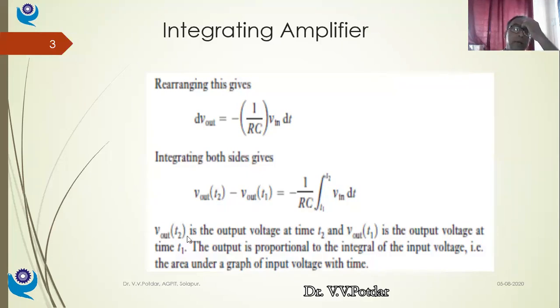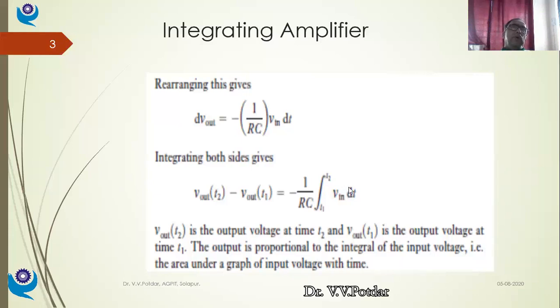Okay, so V out at T2 is the output voltage at time T2, and V out at T1 is the output voltage at time T1. This output is proportional to the integral of input voltage. Output voltage is proportional to, this is the constant of proportionality, the integral of input voltage. That is the area under the graph of input voltage. Okay, so this is how the OpAmp can be used as an integrator. Friends, what is the meaning of integrator? Integrator is nothing but summation of the signals evaluated from T1 to T2.